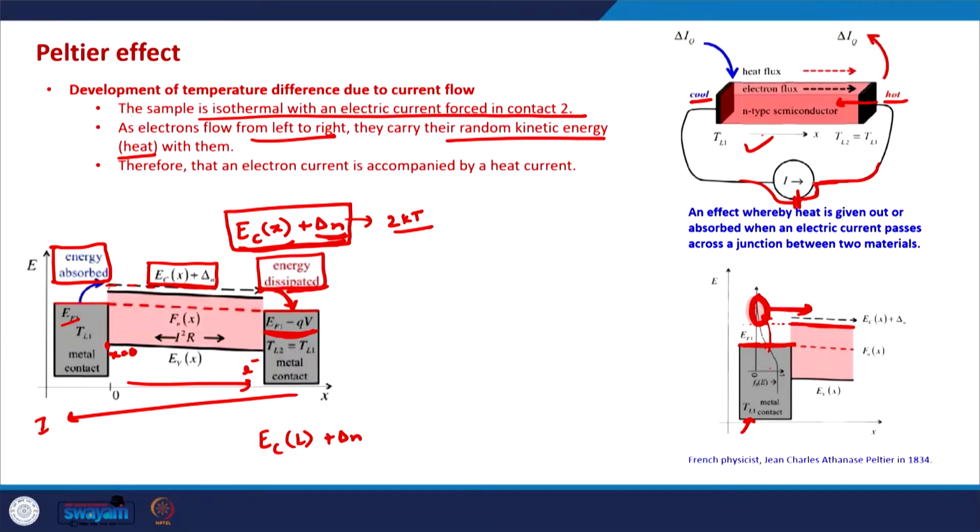So, because of an applied voltage, because of a current being forced in contact 2, there will be a heat current as well in the system, and that is essentially the underlying mechanism of the Peltier effect, which is the development of temperature difference due to current flow, which means that a net heat current is also produced because of current flow in the system.